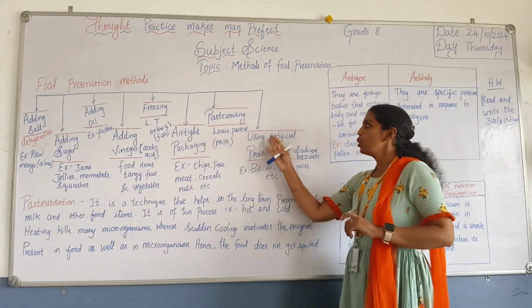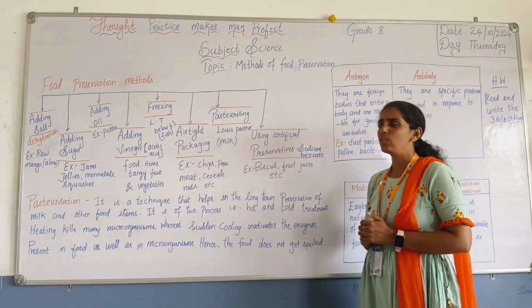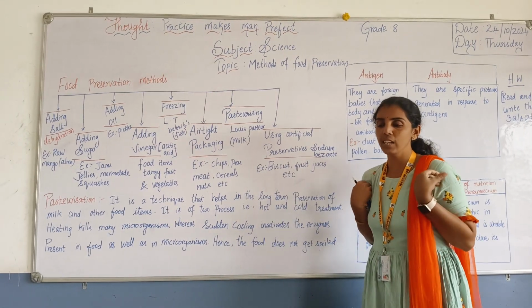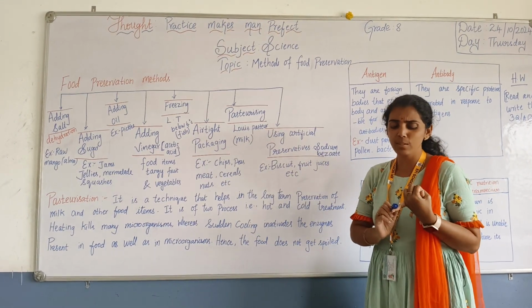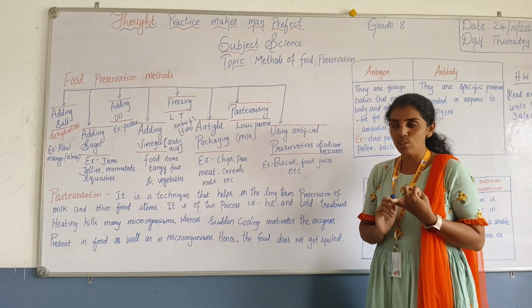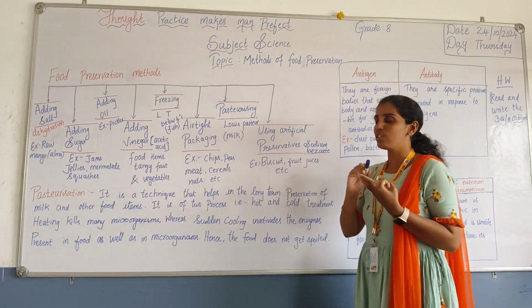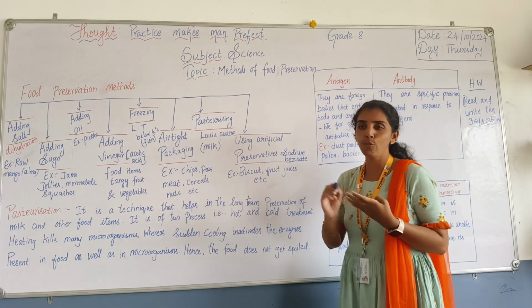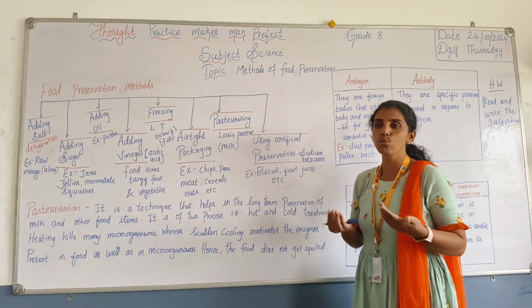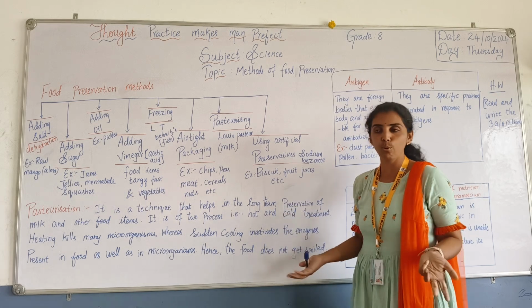Next, we are coming to the use of artificial preservatives. To store many things, what do we use in our day-to-day life? In the morning, when you get up, you drink milk and a biscuit. A biscuit is also a package, and you all love chocolates. Chocolate is also a package. You all love fruit juices like squash or Tropicana, guava juice, orange juice, apple juice.